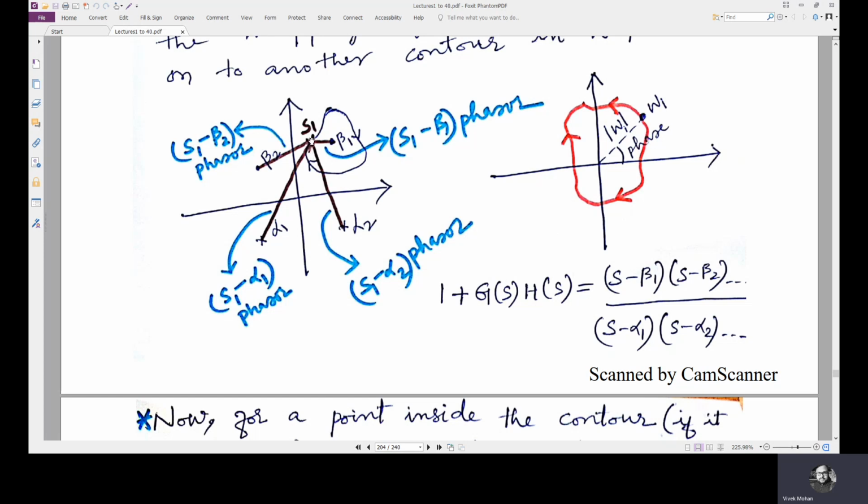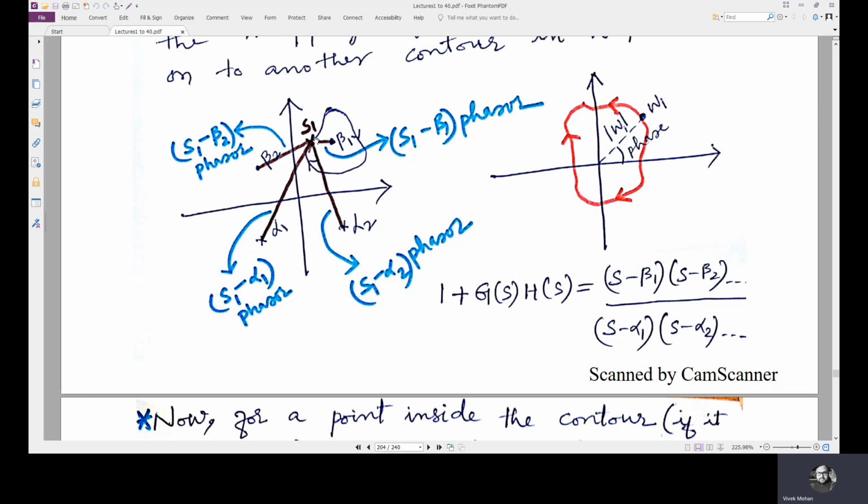Now our aim is to cover the complete contour, right? So we move on to the next point S2. So S2 minus beta 1 will be another phasor, right? Then S2 minus beta 2, another phasor, S2 minus alpha 1, S2 minus alpha 2. This is the numerator, right? Numerator of 1 plus gh. So we are multiplying all these, and dividing by S1 minus alpha 1, S1 minus alpha 2, these things.